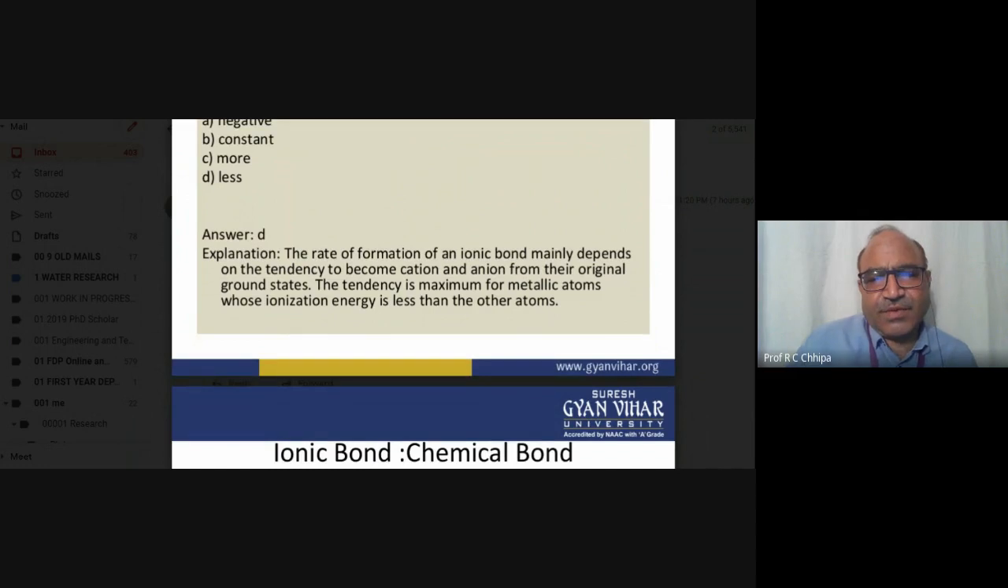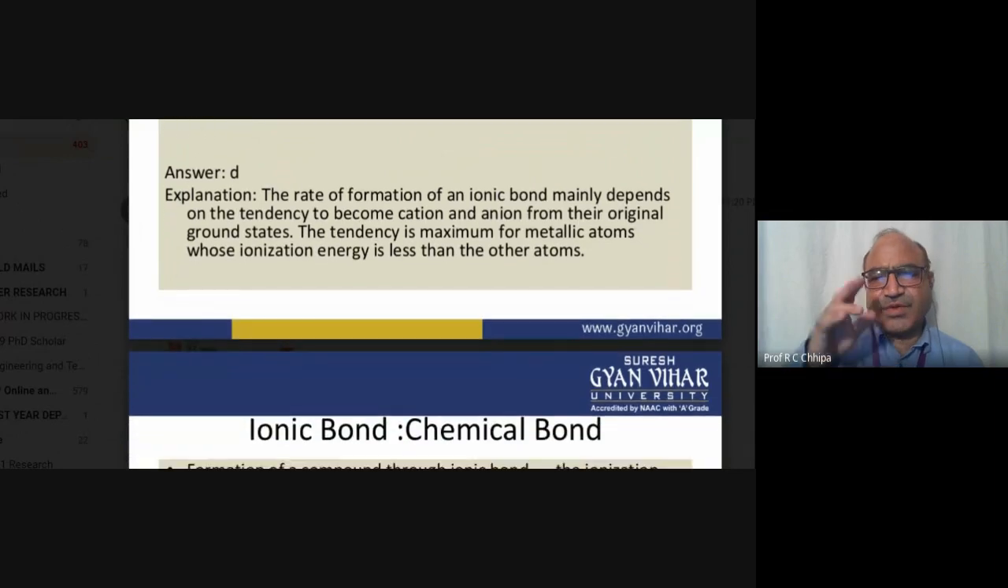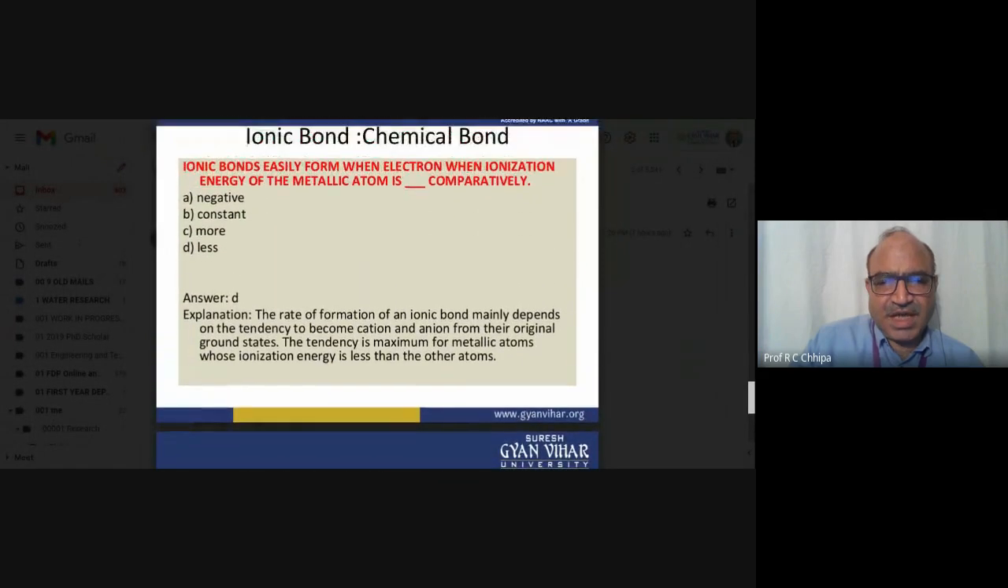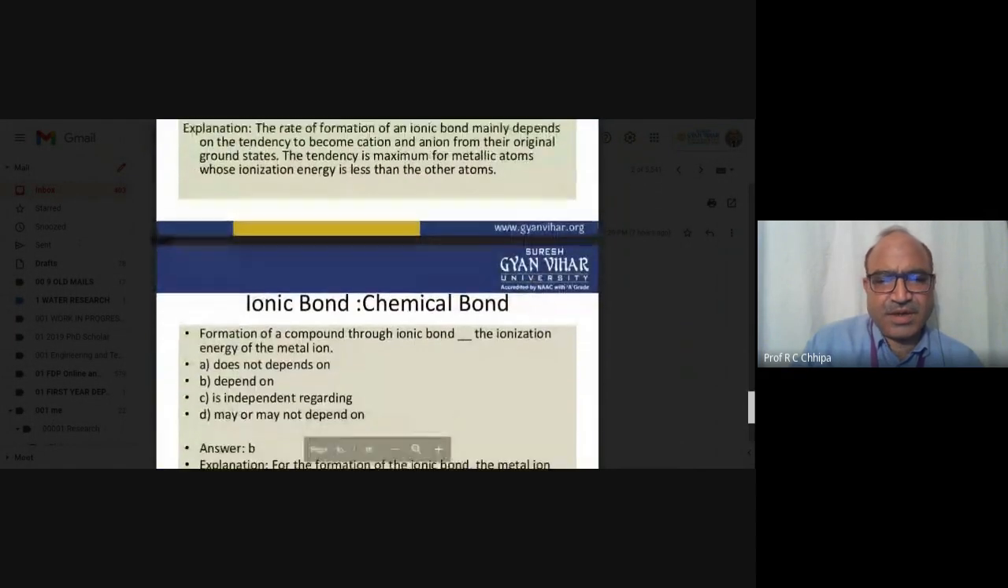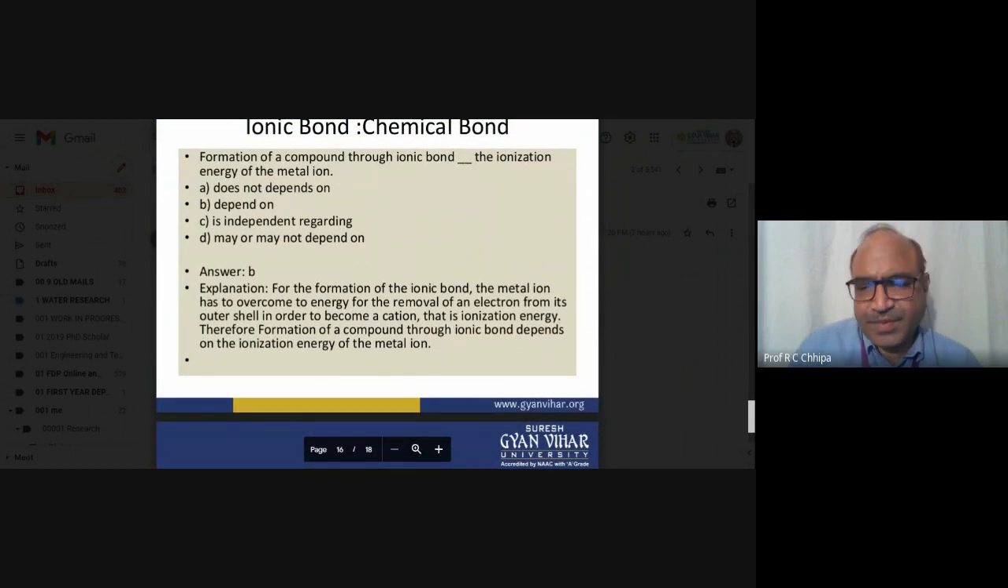In this case, the rate of formation of an ionic bond mainly depends on the tendency to become a cation or anion from the original ground state. The tendency is maximum for a metallic atom whose ionization energy is less as compared to the other atom. One more question: formation of compounds through ionic bond depends on the ionization energy of the metal. Ionization energy is responsible for formation of the ionic compound, and the most important step is the cation formation.